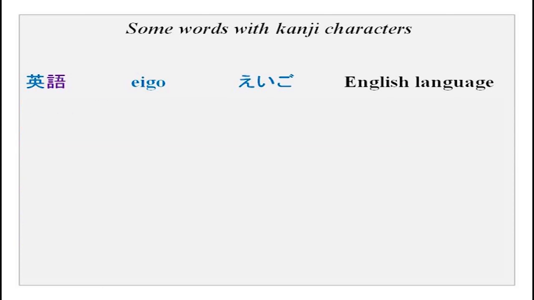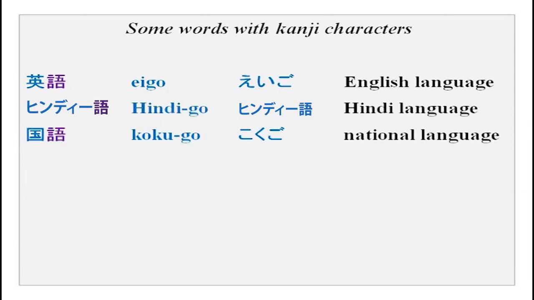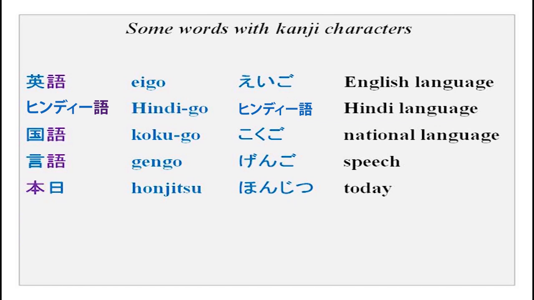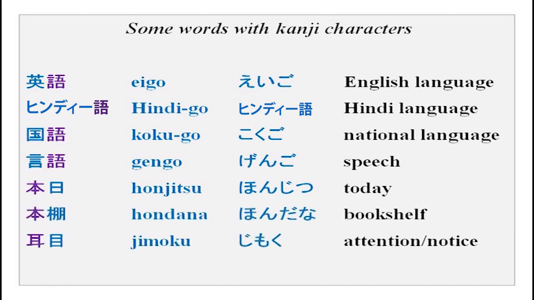Now, some words with Japanese characters. Eigo, Hindi go, Kokugo, Gengo, Honjitsu, Hondana, Jimoku. Now, there is some vocabulary, new vocabulary.